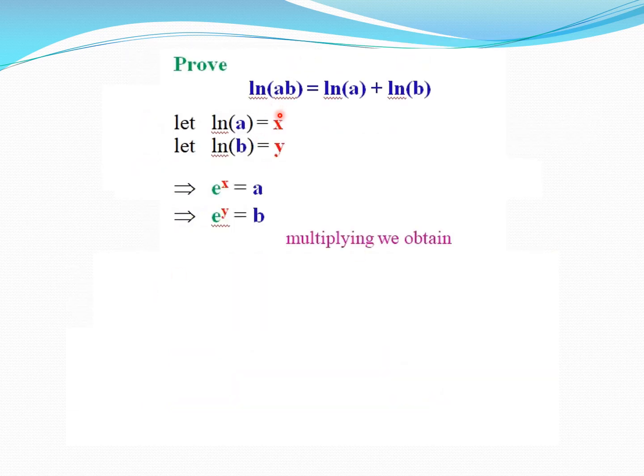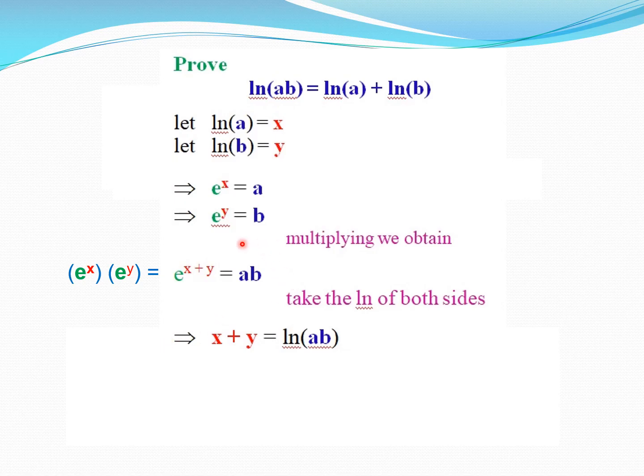So we're trying to prove that the ln of ab equals the ln of a plus the ln of b. So if we let the ln of a equal x, the ln of b equals y. So x and y are essentially powers because the log or the ln return powers. So therefore the base, which we know, e to the power of x is equal to a, e to the power of y equals b. So if we multiply these two equations here, the left hand side gives us e to the x times e to the y, which we know is equal to e to the x plus y, and that's equal to ab.